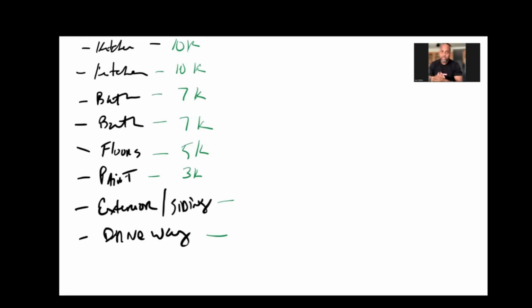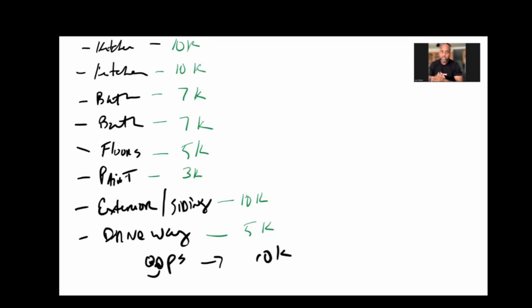That's a big house. Exterior, depending on how much siding you got to fix, it could be another 10K. And this driveway situation could be about 5K, depending on how much. And then let's just add another 10K. About 10K, yeah. All right.